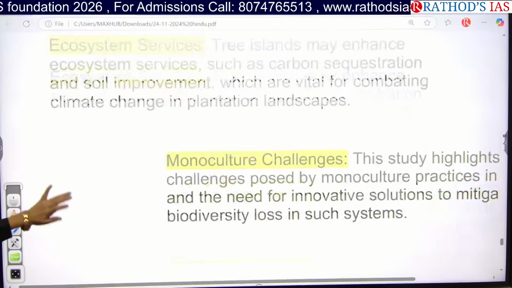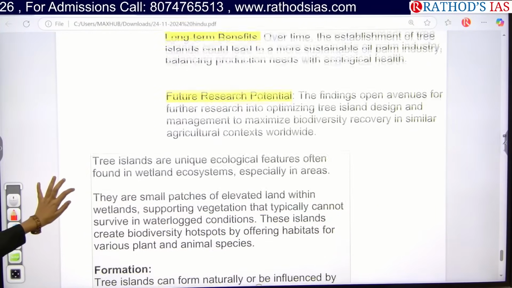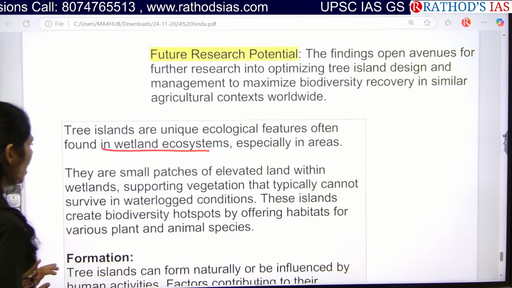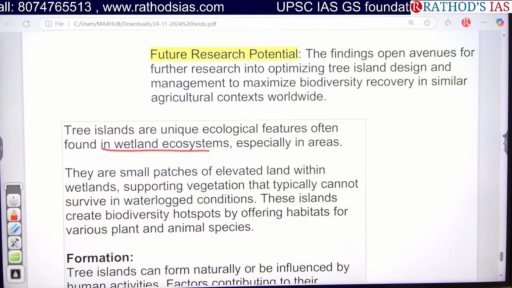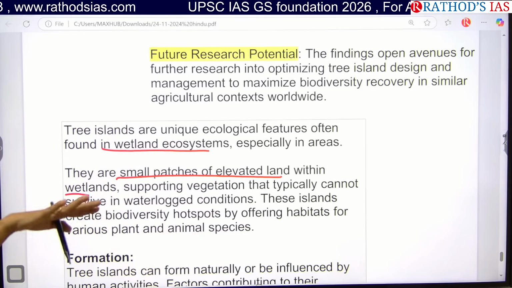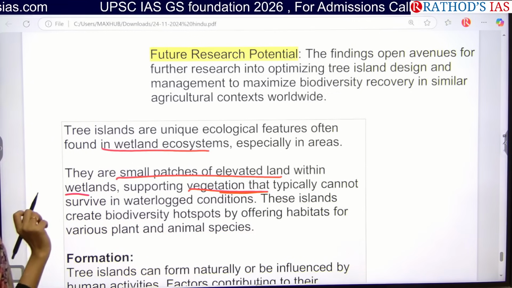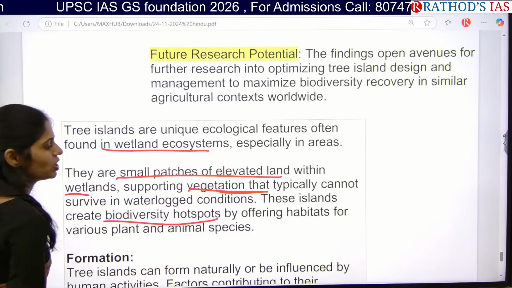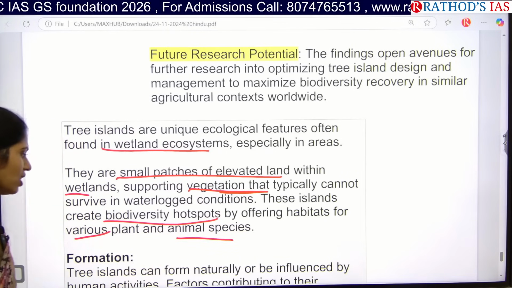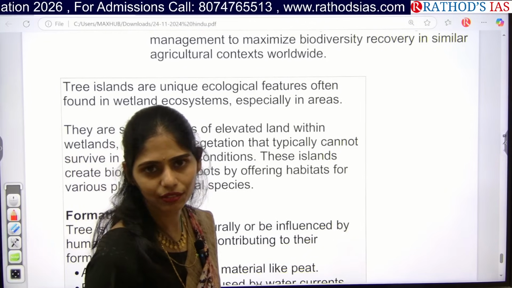Okay, let me explain what a tree island is. Tree islands are unique ecological features normally seen in wetland ecosystems. Within that wetland, we have very small patches of elevated land which support vegetation. These islands create biodiversity hotspots and offer habitats for various plant and animal species. These tree islands may form naturally, or by human intervention we can make them.